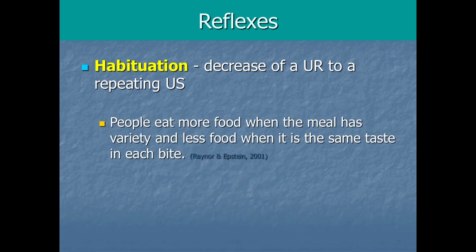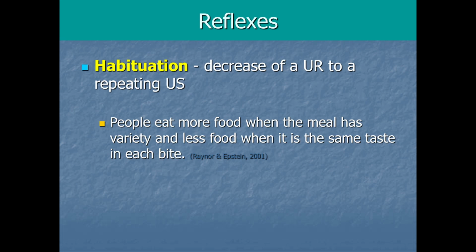Now, some applied examples of habituation would be things like, we've got research showing that people eat more food when the meal has variety to it, and less food when it's the exact same taste in each bite. We habituate quickly to the same flavor stimulus and have less of a response to it. So you can think of it like that first bite of ice cream could be really orgasmic, but if you eat a half gallon of the exact same ice cream in one sitting, probably those last few bites aren't nearly as enjoyable. You don't get as much of a hedonic response, right? There's much less of a response to the same stimulus.